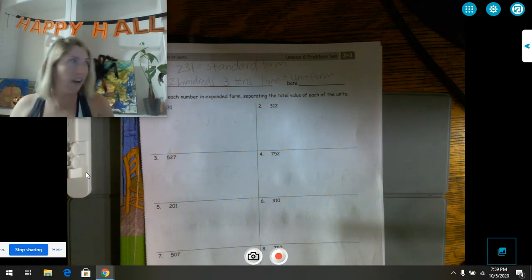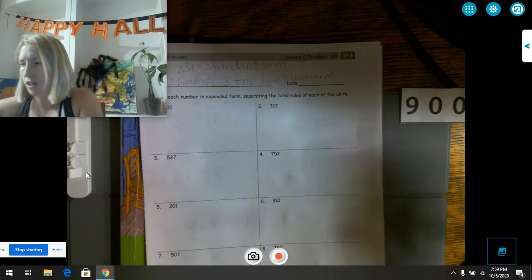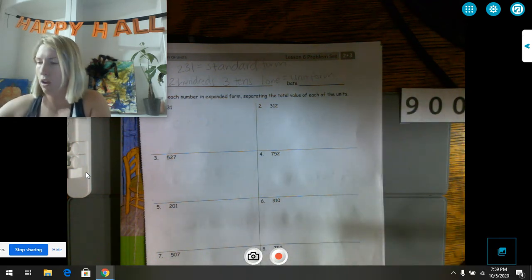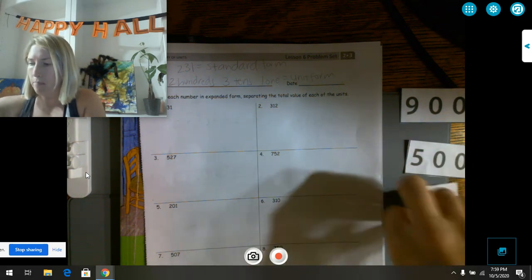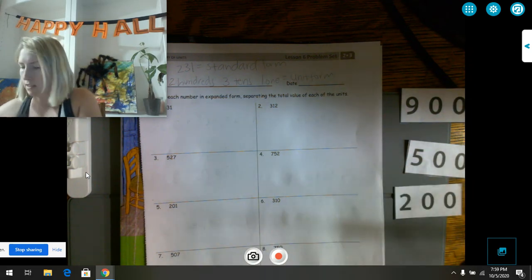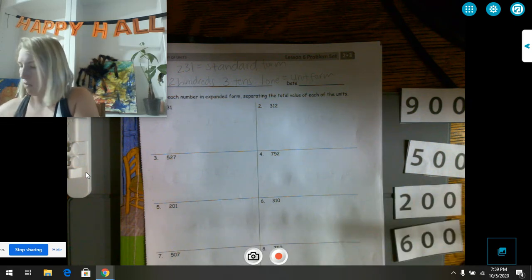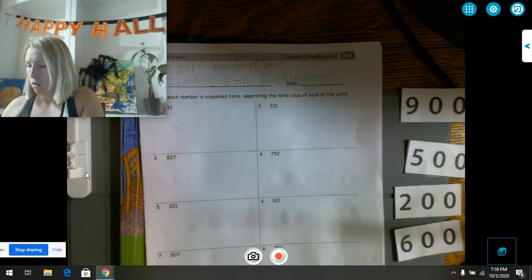Okay, so you're going to get out your hide zero cards and you're going to lay out hundreds in one spot, tens in one spot, ones in the other spot so that you can grab them easily when you need them. Okay, we're going to be using them again for this lesson. Hopefully you kept them in a safe spot at your house. And let's get started.